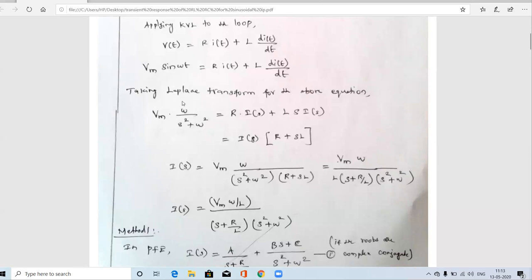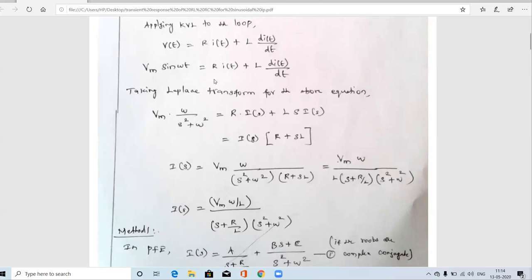Okay, so by taking the Laplace transform of the above equation, what is the Laplace transform of sine omega t? I already told you. Vm is a constant, you keep that constant as it is. The Laplace transform of sine omega t is omega divided by s squared plus omega squared. And if it is cos omega t, it is s divided by s squared plus omega squared.